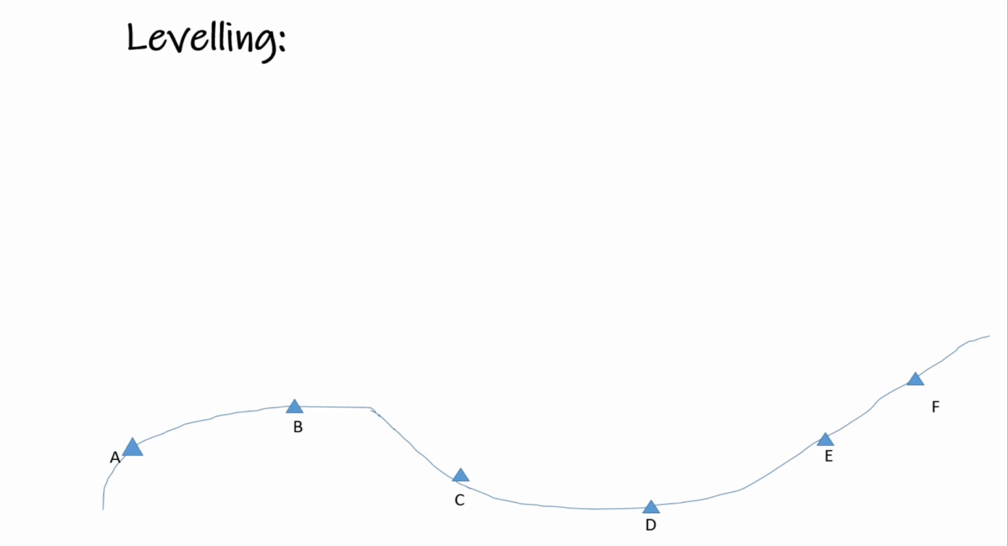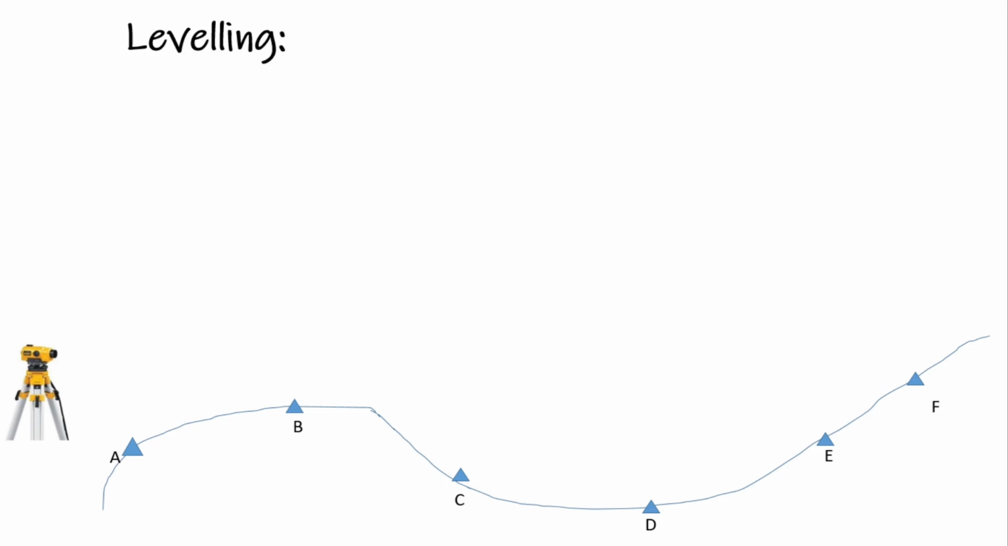For calculating the RL or elevation, first of all we will set our instrument on either side of these points. We will prefer a place from where all these points are visible, so we can set it anywhere. On one side we will set our instrument. The other points, A, B, C, D, are our stations where we have to calculate the RL.